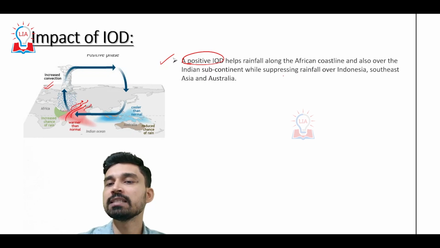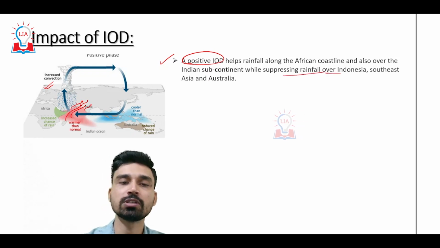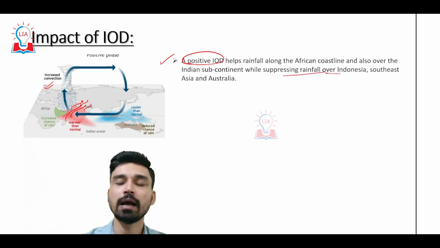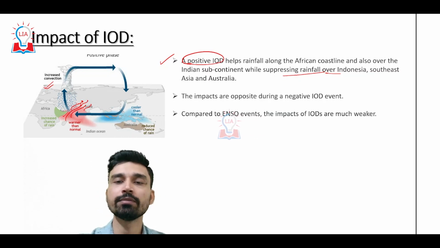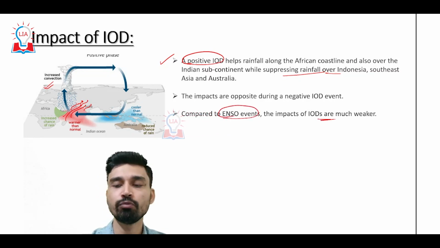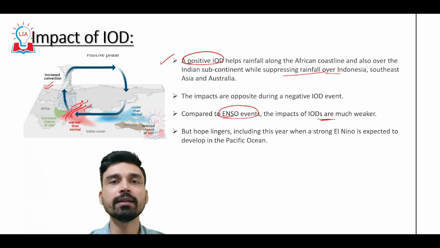While suppressing rainfall over Indonesia, Southeast Asia and Australia, higher rainfall is recorded in the western part of the Indian Ocean. The impact will obviously be reversed during the negative phase of IOD. Compared to ENSO events, however, the impact of IODs is much weaker, and this largely has to do with the fact that the Indian Ocean is a much smaller ocean as compared to the Pacific Ocean.